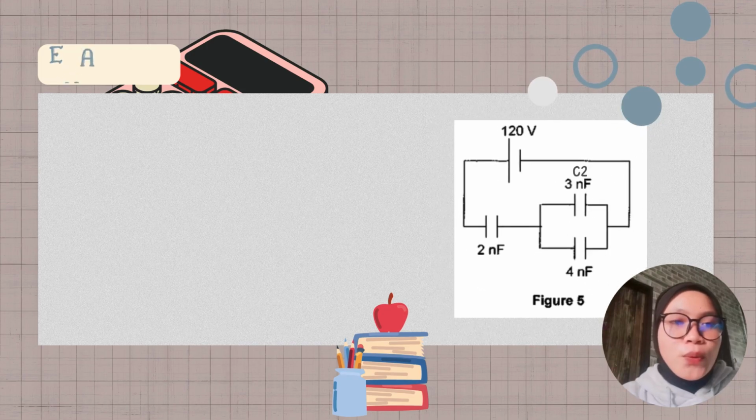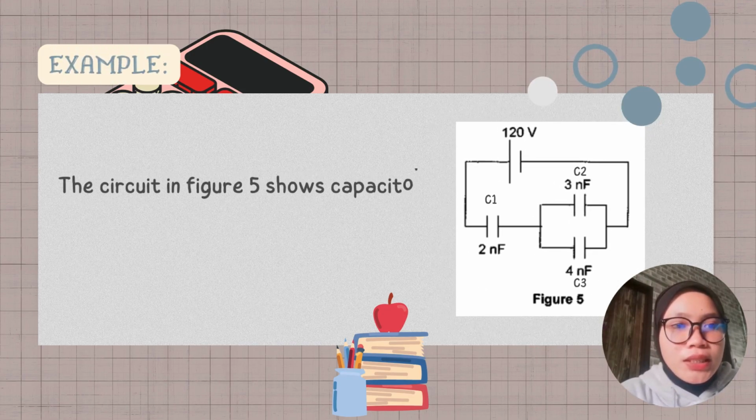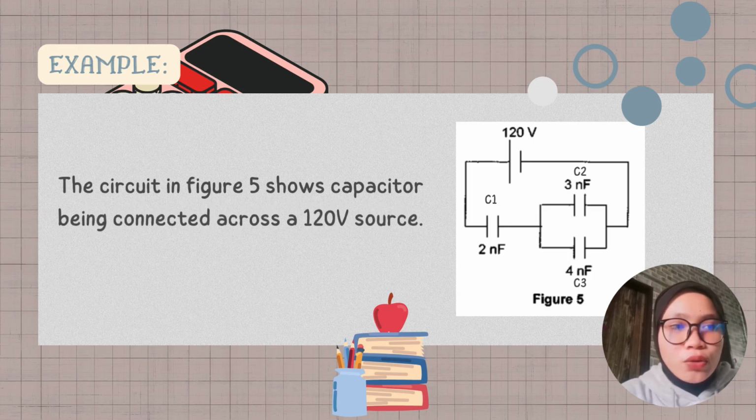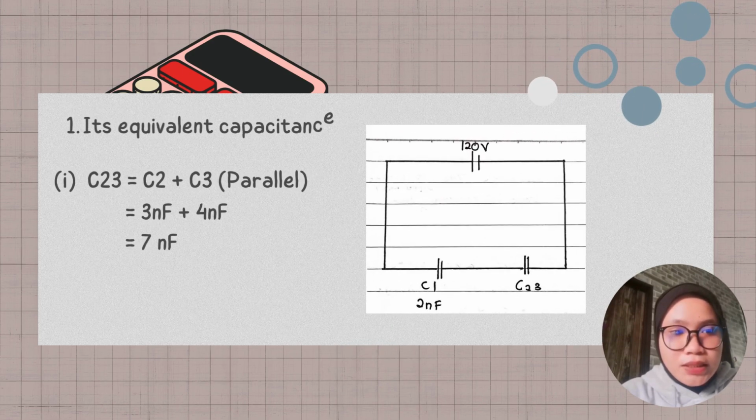Okay, next. So we have an example question for this chapter. The circuit in figure 5 shows capacitors connected across a 120 volt source. So we have a series and parallel circuit, which is a combination of capacitors in series and parallel. We label 2 nanofarad as C1, 3 nanofarad as C2, and 4 nanofarad as C3. So calculate its equivalent capacitance.